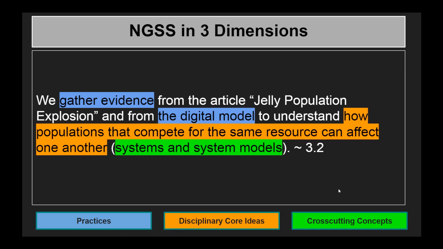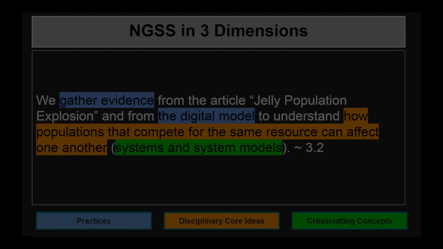So we gather evidence from the article Jelly Population Explosion and from the digital model, our simulation, to understand how populations that compete for the same resource can affect one another. And that is a systems and system model since we'll be using this simulation.